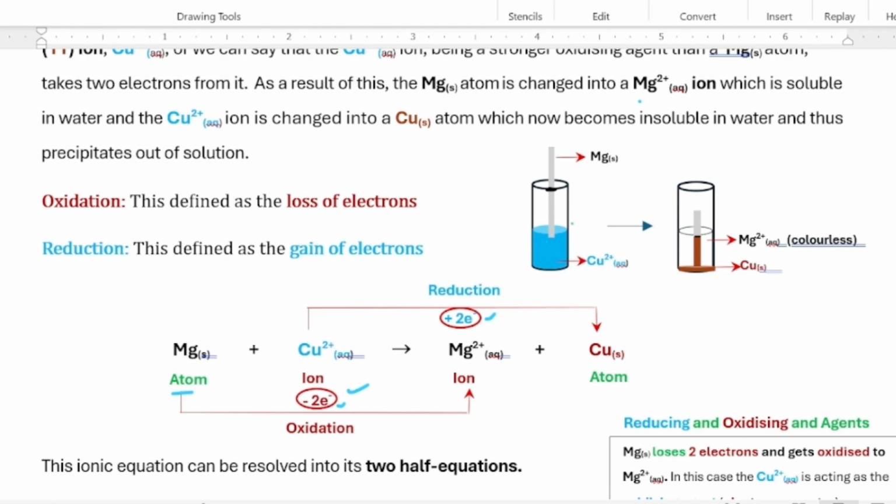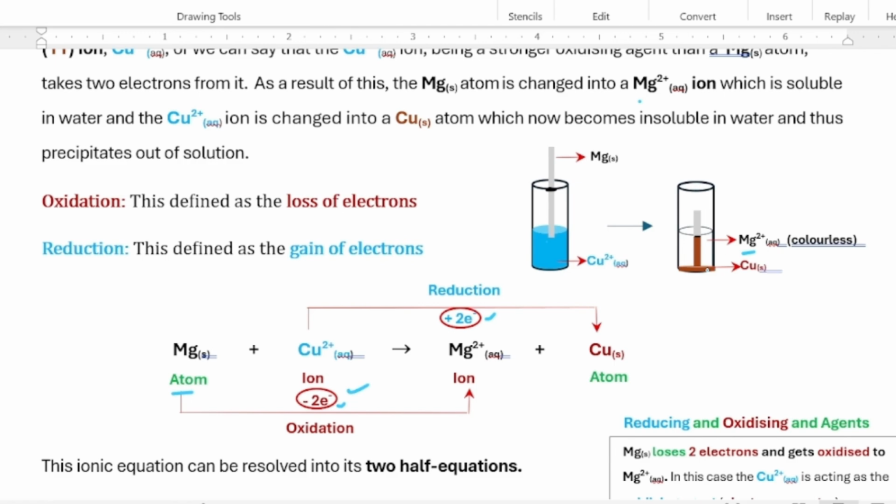In this figure, we are seeing how a strip of magnesium is immersed into a blue solution of copper-2 sulfate. And as the reaction proceeds, copper-2 ions are replaced by magnesium ions. As a result of that, the blue solution turns colorless since magnesium ions are colorless. Also, we can see that a deposit of copper is being formed at the bottom here since it gets displaced by magnesium.